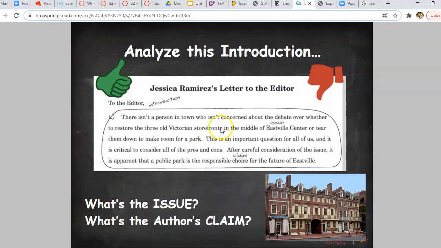However, Jessica has the opposite. She says to the editor, there isn't a person in town who isn't concerned about the debate over whether to restore the 3 old Victorian storefronts in the middle of Eastville Center or tear them down to make room for a park.